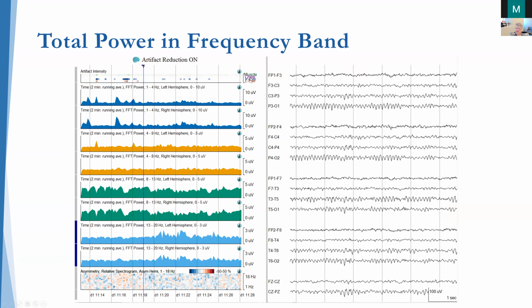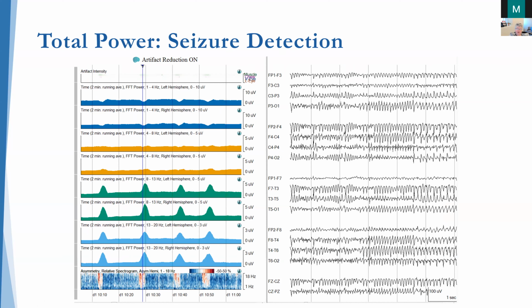But if somebody has an electrographic seizure and suddenly has a change in the frequency components of their EEG, as we see here with this diffuse alpha seizure, you'll see increases in power. This is in the alpha and the beta range here that corresponds to those sudden changes in the power distribution of the EEG. So total power can be used as a very good seizure detector.